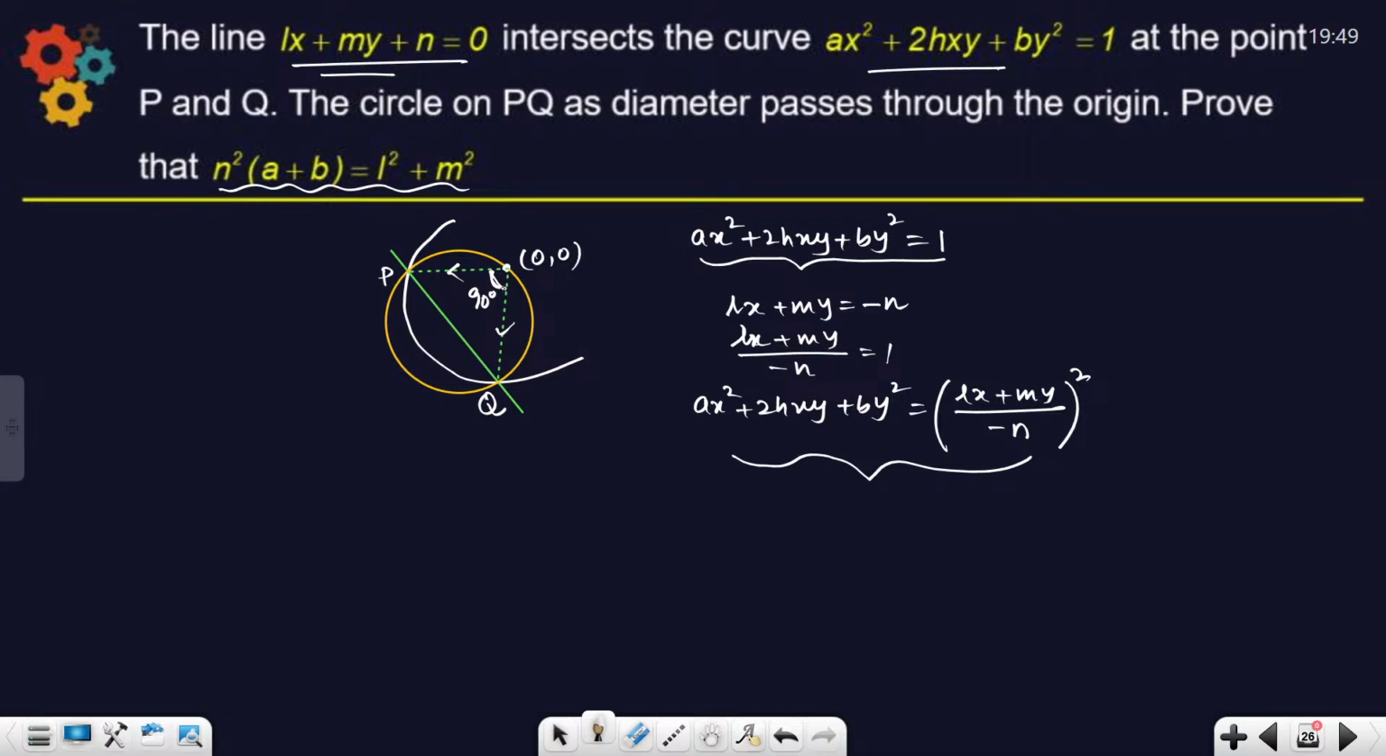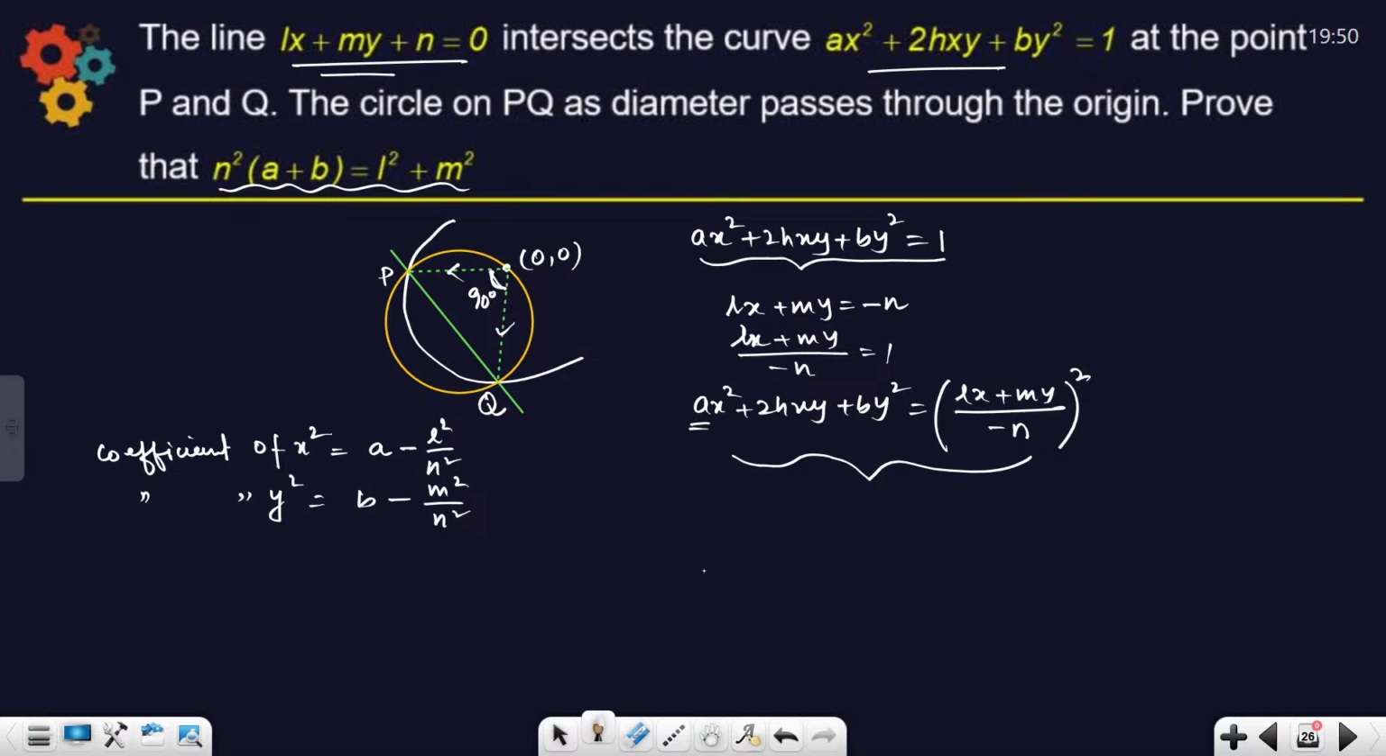As it is making an angle of 90 degrees at the origin, consider the coefficient of x square. What is the coefficient of x square from here? Check this one. It is a. And from here we are getting minus L square by n square, right? This is the coefficient of x square. And what is the coefficient of y square? It's b minus m square by n square.